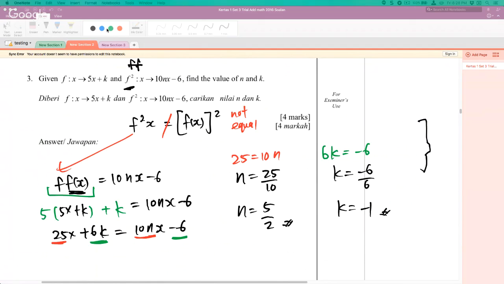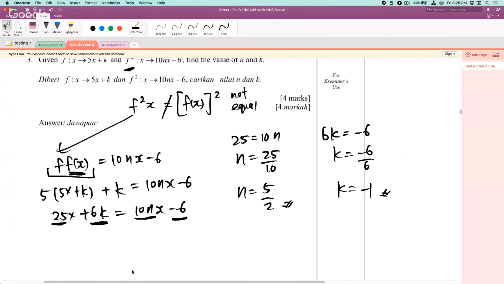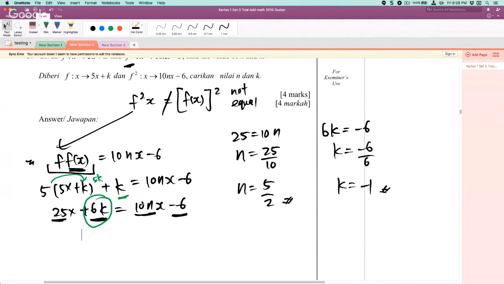Yes, some students might wonder why I get 6k here, instead of why it didn't change the color straight away for everything. Why do I get 6k here? Because 5 multiplied by k gives me 5k, and 5k plus 1k, I do a short form, is 6k, because it's 5k plus k. It's not like I multiplied wrongly. 5 multiplied by 5x gives you 25x, and 5 multiplied by k is 5k plus 1k, you get 6k. All right, I hope you do understand that.